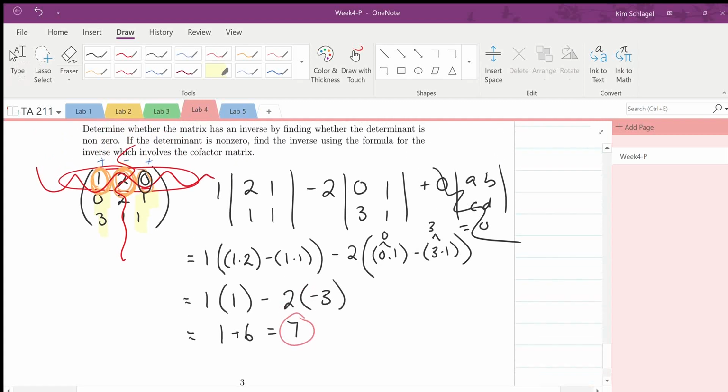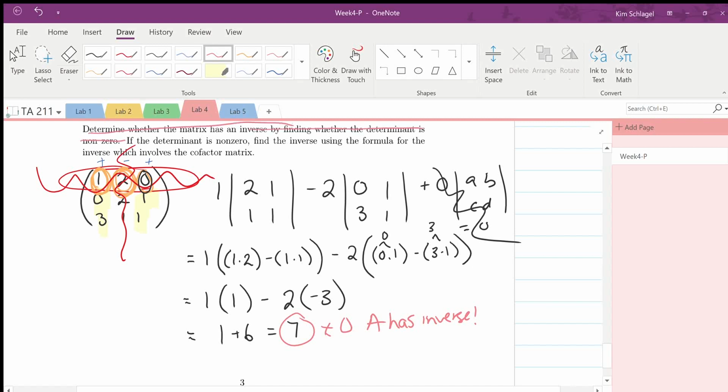So determinant of A is equal to 7. Because this doesn't equal 0, we know that A does have an inverse. So A has an inverse, because the determinant's non-zero. So we've figured out the first step here.